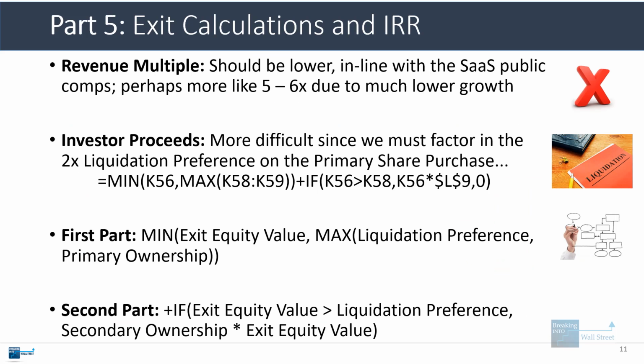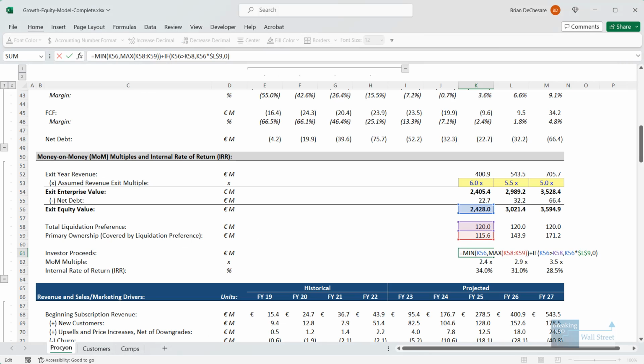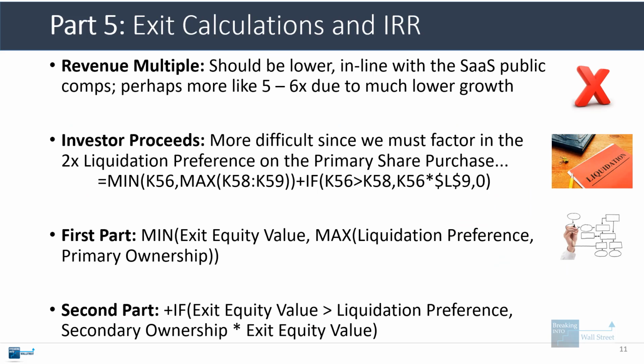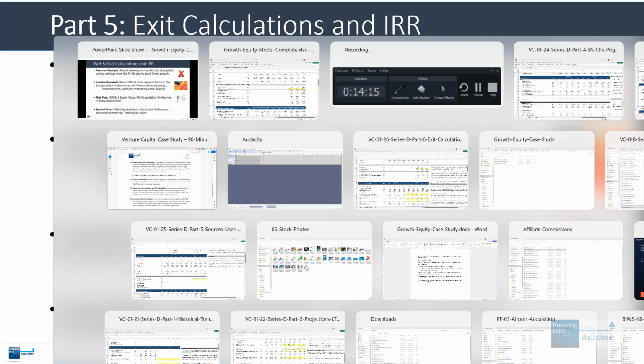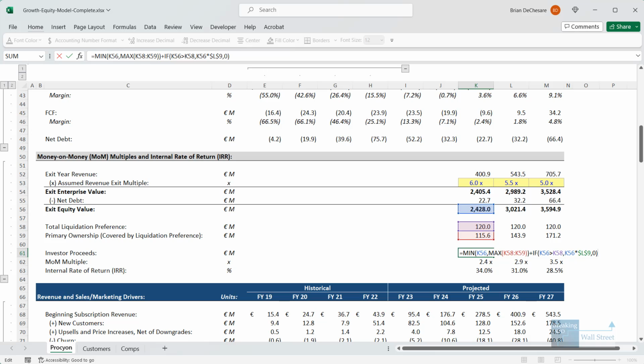Now, for the second part in this, what we're saying is that if the exit equity value exceeds the liquidation preference, then we take the secondary ownership times the exit equity value. Otherwise, we say 0. The basic point here is that if we have enough to cover that liquidation preference, then it's reasonable to assume that we get some amount of proceeds for our secondary shares right here. But if not, if this exit equity value is so low that we cannot possibly get anything for this, then we're just going to say 0.